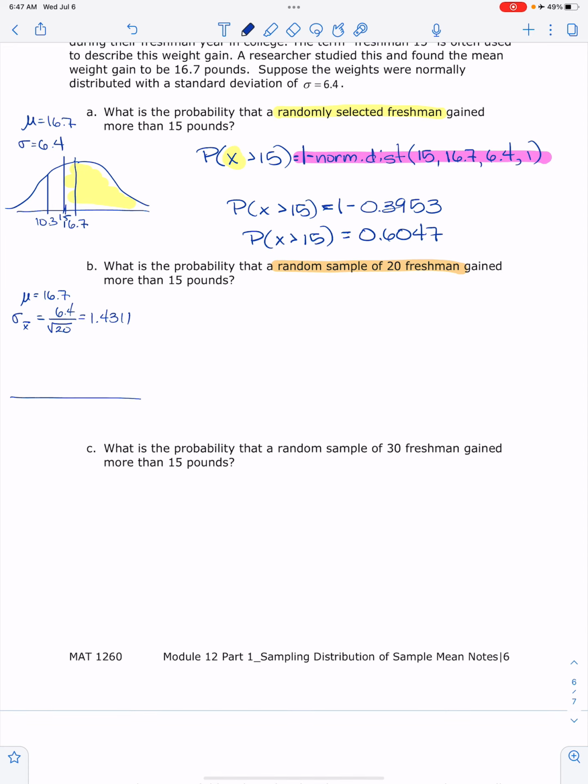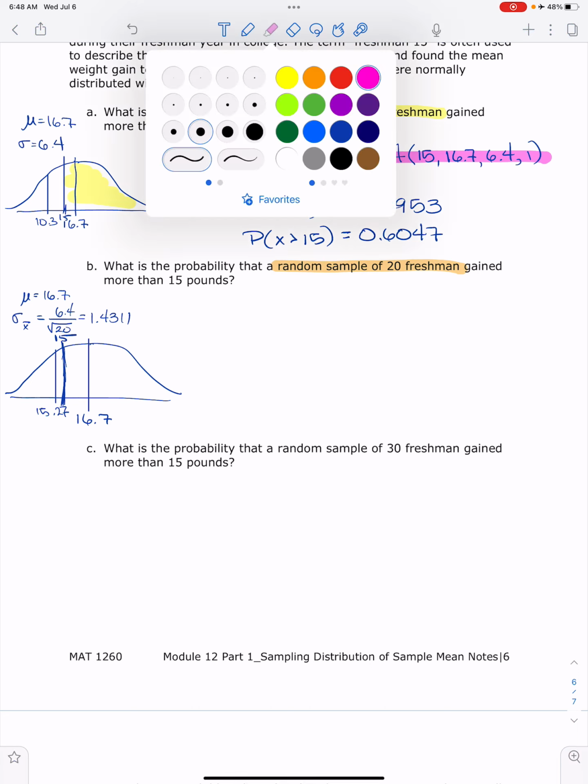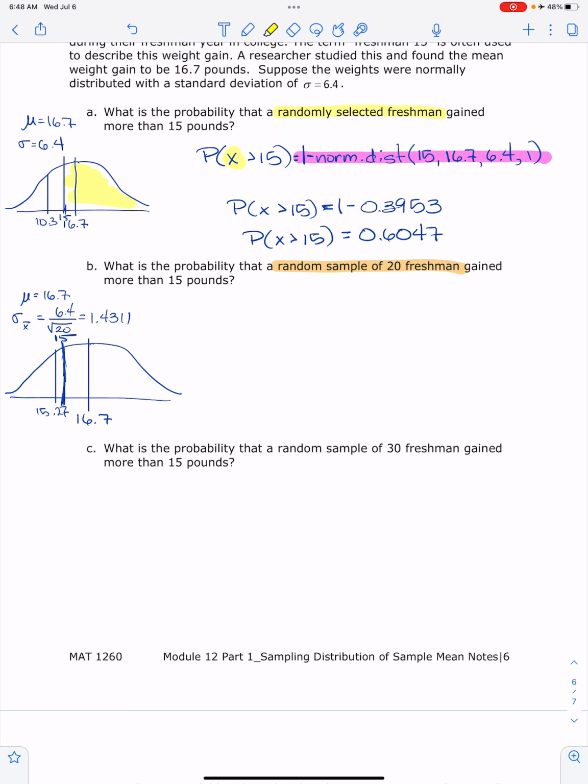Normal distribution, here's my mean, 16.7. One standard deviation now is minus 1.4 or 1.43, so 15.27. Notice the difference here. This time closer to the 1 standard deviation, so 15. So it should match.